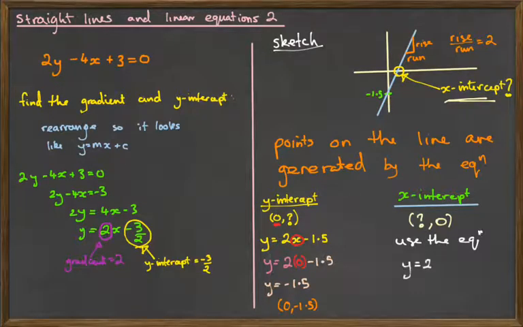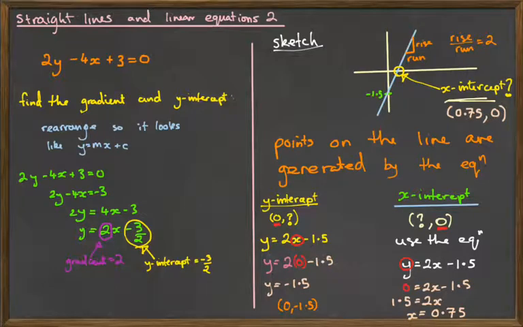So use the equation: y equals 2x minus 1.5. But y is 0. So that means that 0 is equal to 2x minus 1.5. So 2x is equal to 1.5, which means that x is equal to 0.75. So that x-intercept there is the point 0.75, 0. So we're using the understanding that points on the line are generated by the equation. If we know one of the x or y values, we can use the equation to find out what the other coordinate is, the y or x value.